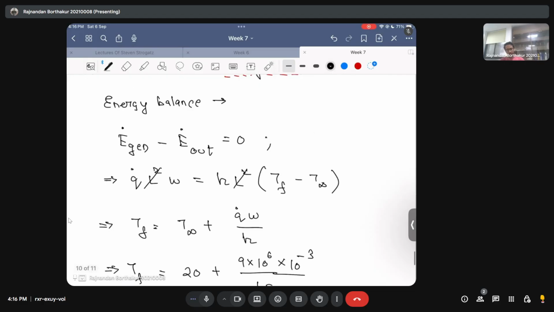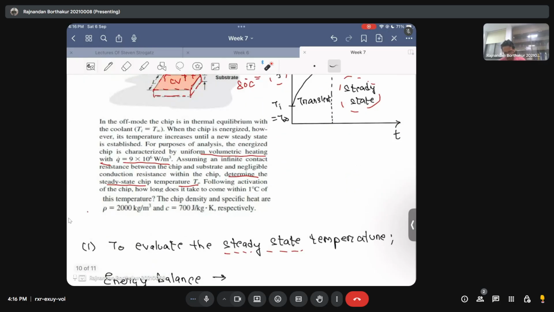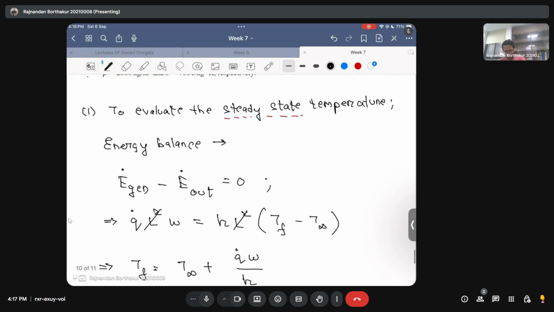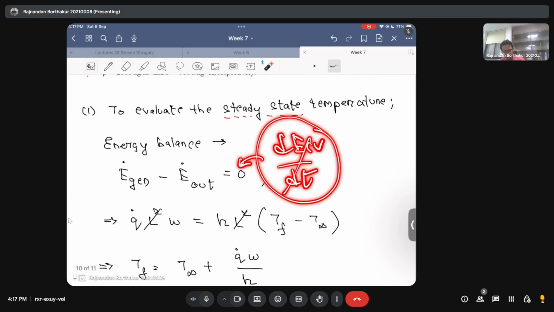That's the steady state temperature of the chip, which means the final temperature of the chip is 80 degrees Celsius. This is the final temperature because we calculated it by applying energy balance for the steady state scenario. So this answers the first part of the problem, which is, I would say, the easier part. But remember, time and again I am saying that this energy balance is applied for the steady state, and that's why we are not writing the dECV by dt term, the rate of change of energy inside the control volume, because this is 0 at steady state.